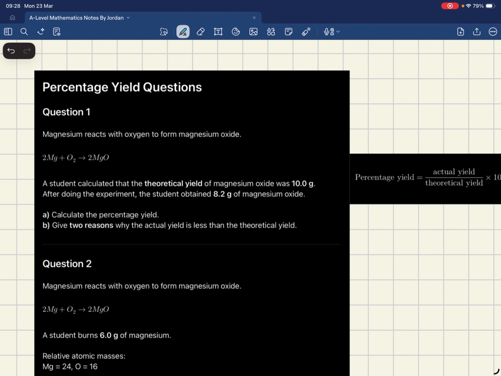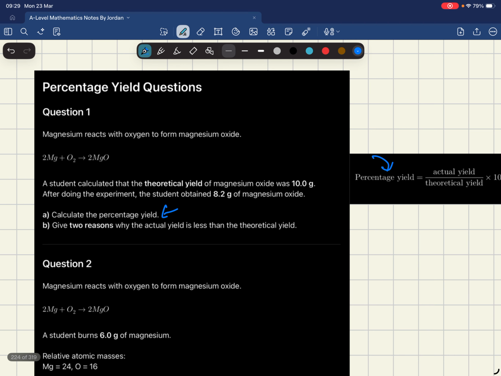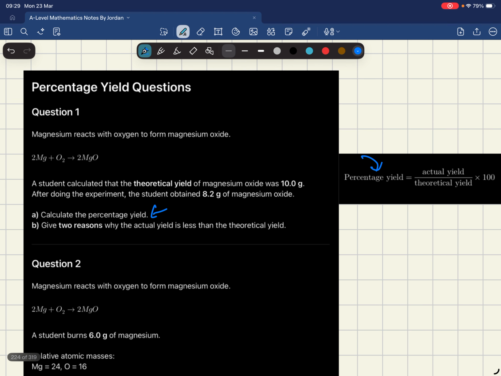Okay, so let's make a start. So part A is asking you to calculate the percentage yield, which you can work out using this formula here. The only 2 things we need are the actual yield and the theoretical yield.